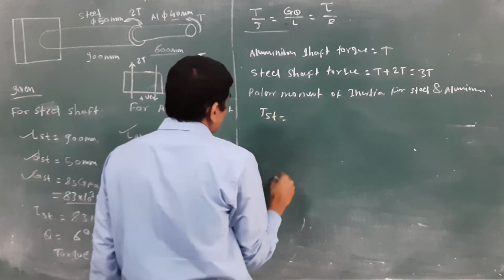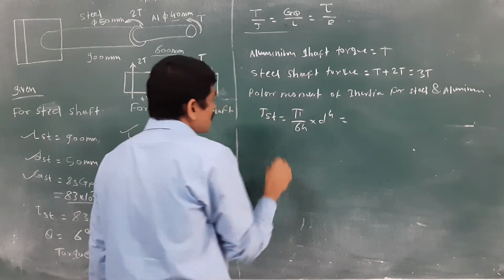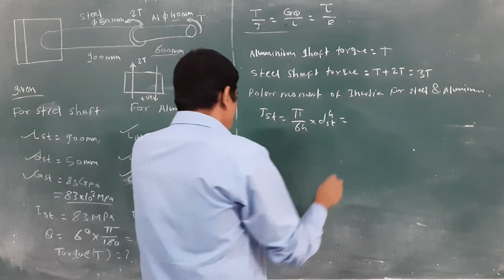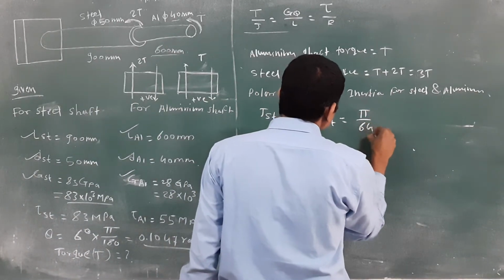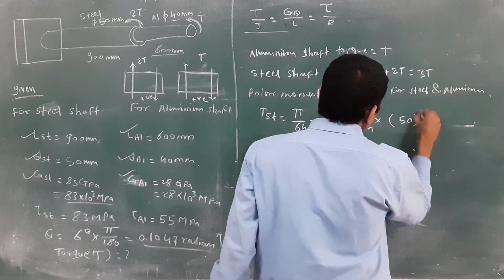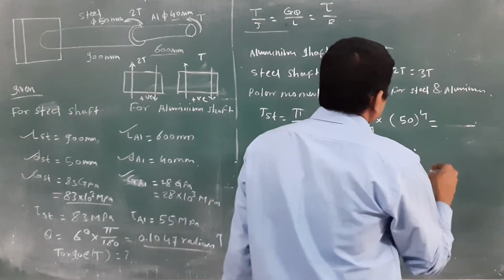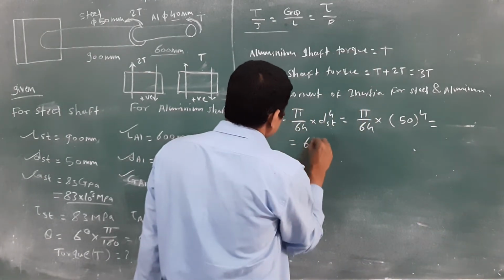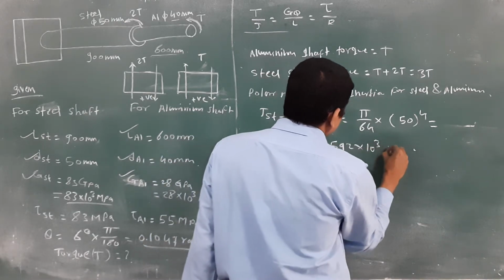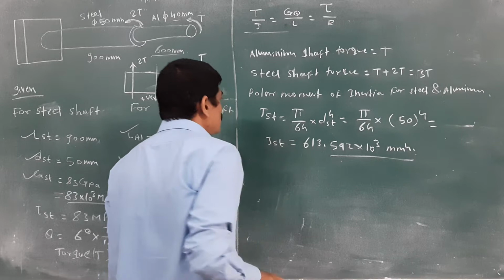Polar moment of inertia is equal to pi by 64 into d raised to 4. This is the generalized formula. Okay, we put the value, pi by 64 into d raised to 4. What is the diameter of the steel? 50 raised to 4 is there. Then you have to check how much value we get. 613.592 into 10 raised to 3. What is the unit? mm raised to 4. This is the value of J steel.